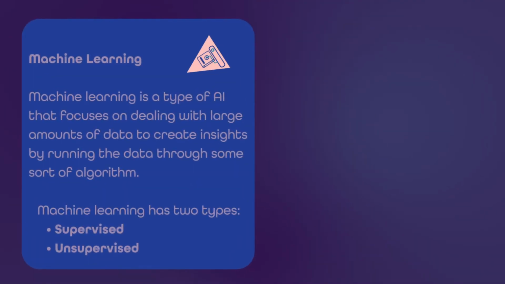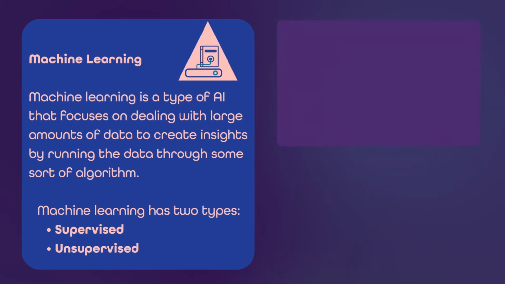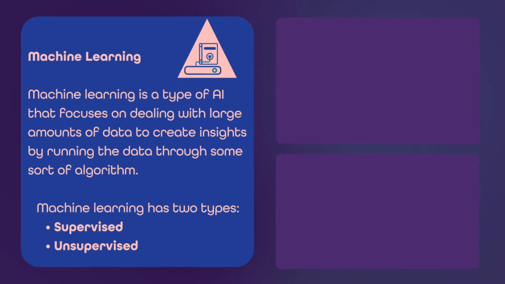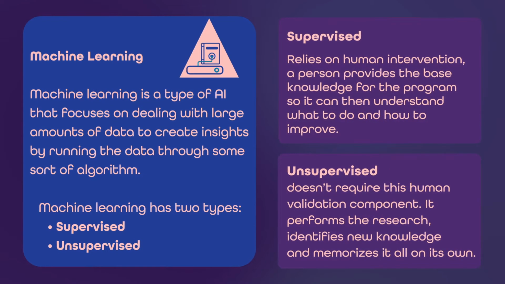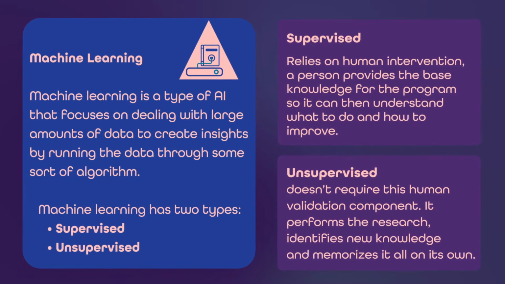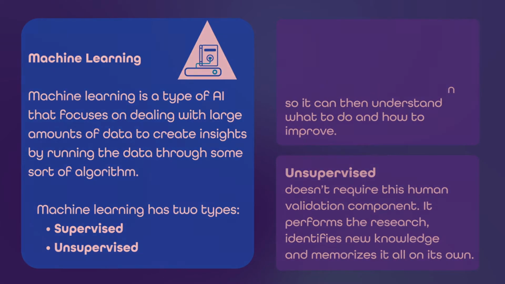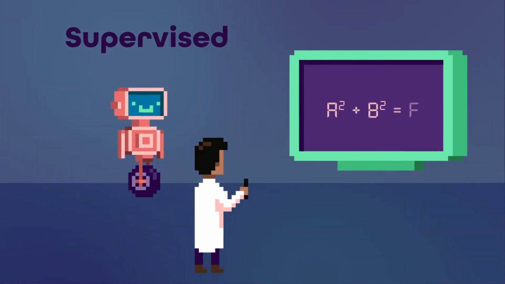Second is machine learning. Machine learning is a type of AI that focuses on interpreting large amounts of data to create insights by running the data through an algorithm. There are two types of machine learning: supervised and unsupervised. In supervised machine learning, the program relies on human intervention. A person provides the base knowledge for the program to understand what to do and how to improve.